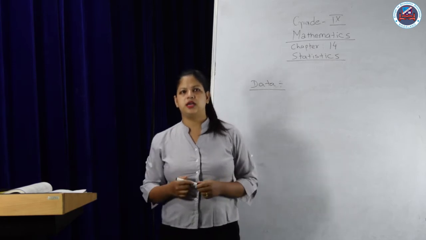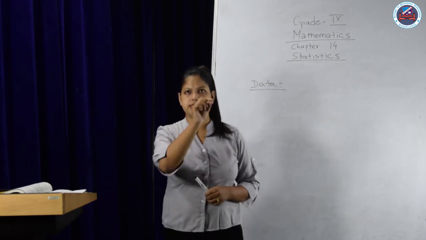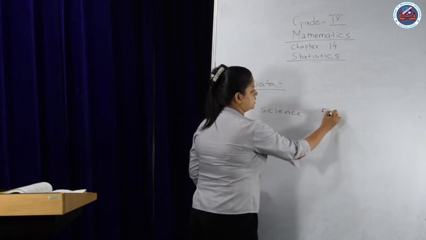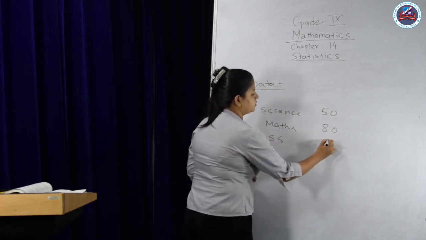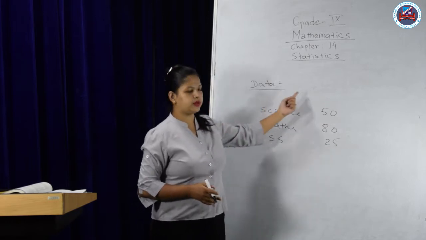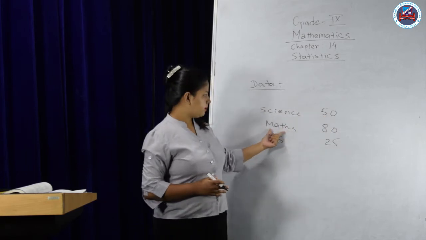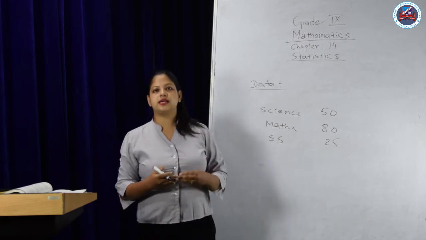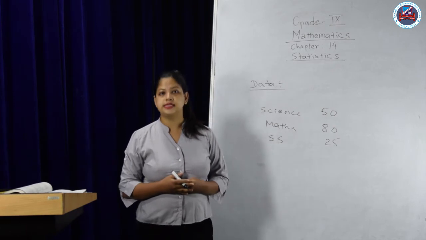For example, you can take your mark sheet of grade 8. When you check your grade 8 mark sheet, science was written. For example, in science you got 50, in maths you got 80, in SS you got 25. From this particular information you can understand that in grade 8 you got this much mark in science, 80 in mathematics, and this much in SS. So a collection of such information which helps in the analysis of a particular event, we call it data.